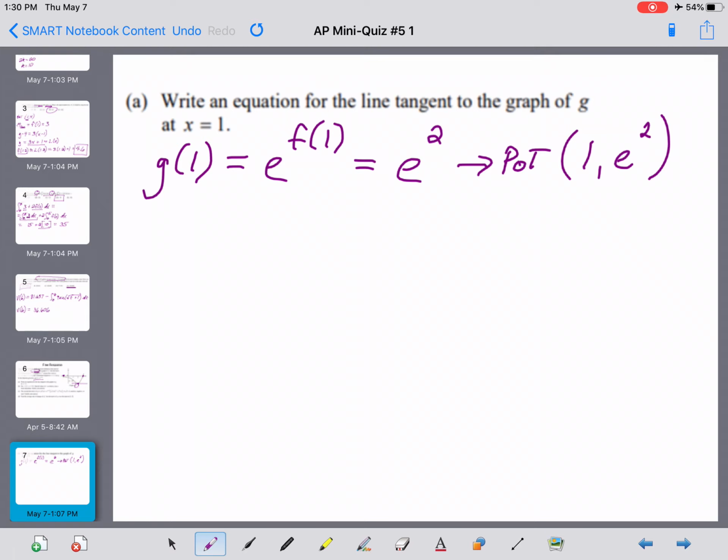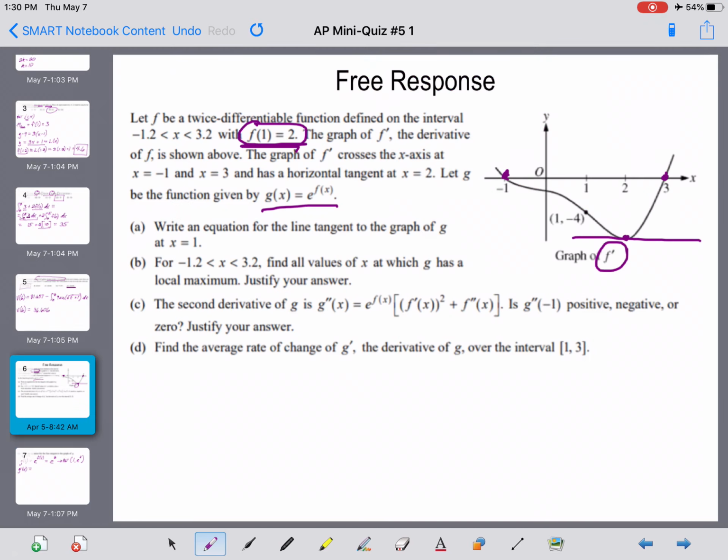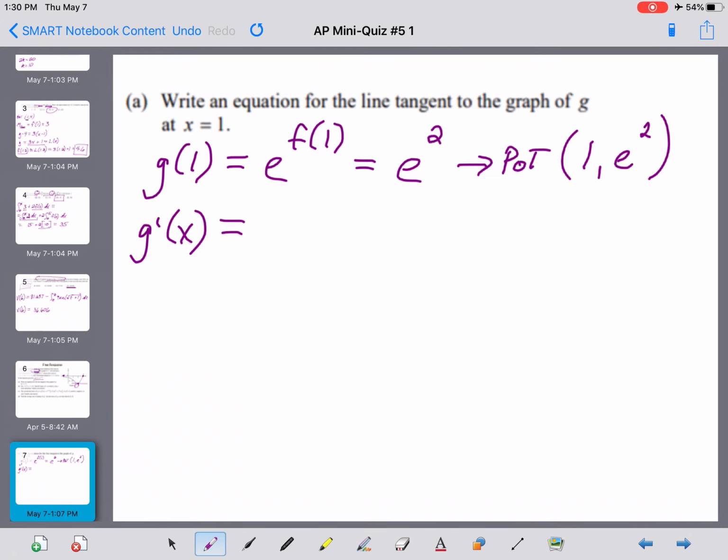And the slope of the tangent comes from the derivative of g. So we need g prime of x. Okay, so the function g was defined right here by e to the f of x. We need to take the derivative of that. Well, the derivative of e to any power is going to be the same base to the same power, f of x, multiplied by the derivative of that exponent right there. So the derivative of our exponent is simply going to be f prime of x. Okay, so that's it for g prime of x, but we now need to evaluate that at the point of tangency.